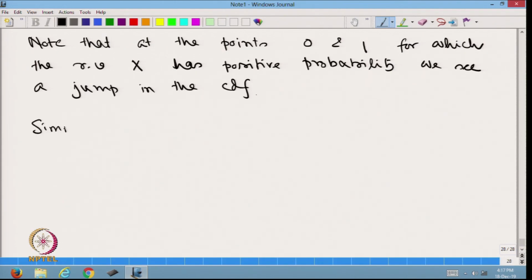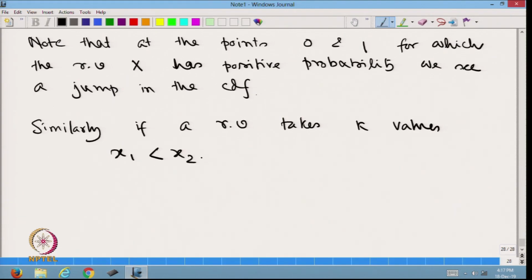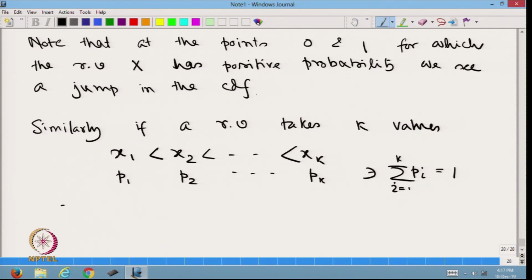Similarly, if a random variable takes k values x 1 less than x 2 up to x k, such that the probability of x 1 is p 1, probability of x 2 is p 2, probability of x k is equal to p k, such that the sum of p i from i equal to 1 to k is equal to 1, then we may get a CDF as follows.